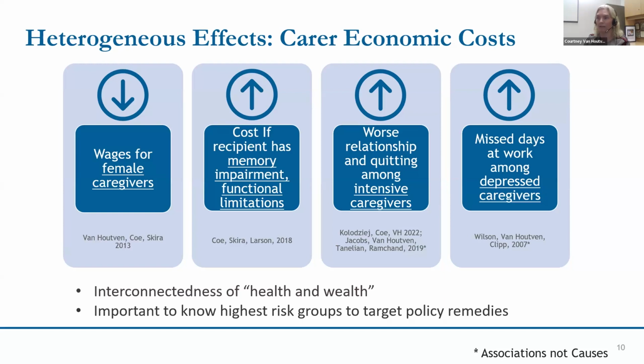Additionally, we have found in a causal paper that intensive caregivers fare worse in terms of their relationship quality with their care recipient compared to non-intensive caregivers, and in a descriptive study that intensive caregivers are more likely to quit work compared to non-intensive caregivers, which is a very logical finding, right? It's hard to juggle if you're an intensive caregiver. So that's a group to really be thinking about as people keep looking at heterogeneous effects. Similarly, depressed caregivers have more missed days at work if they remain on the job than those who are not depressed. So it's really important to think about these heterogeneous effects, because then we can target policy remedies based on those who fare worse.